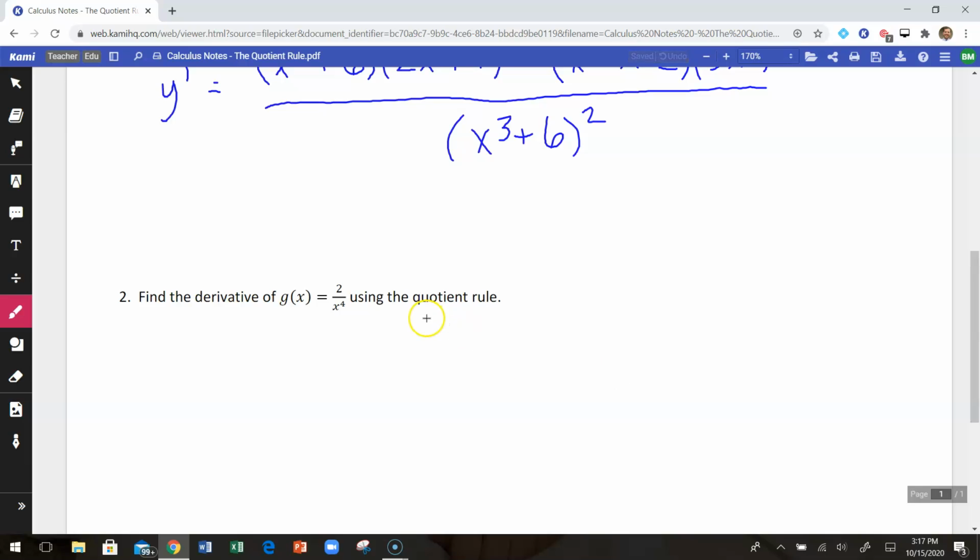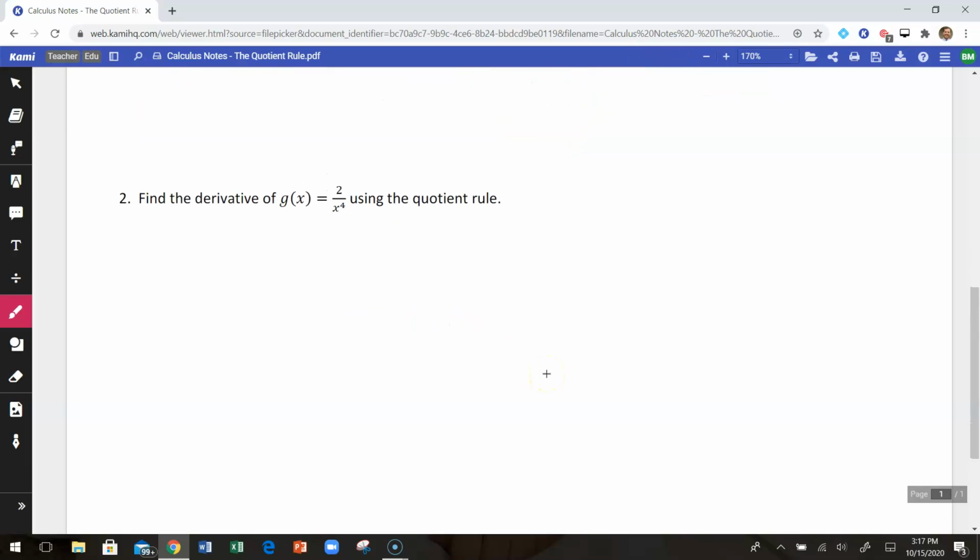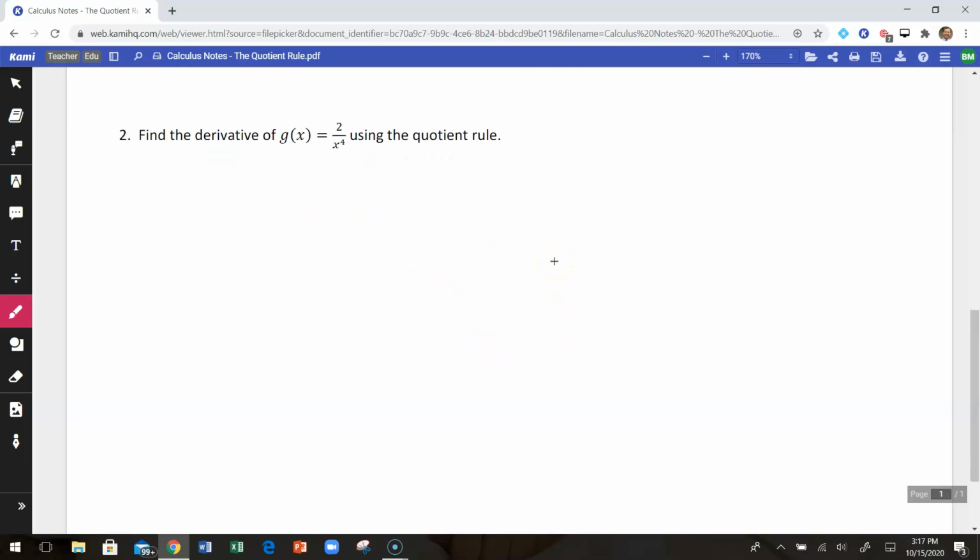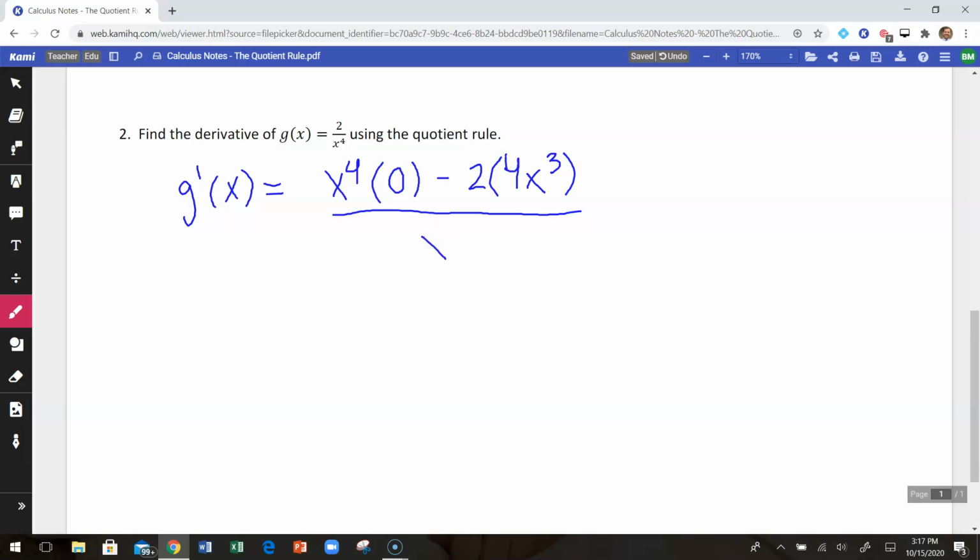Another example, g of x equals 2 over x to the fourth. Use the quotient rule. I'm going to use the quotient rule here, and then I'm going to show you why the quotient rule would not be the best option here, or the quickest option, but we will get the same answer. So I'm going to find g prime using the quotient rule. That's going to be the bottom times the derivative of the top. Well, the derivative of 2, that's a constant, that's 0, minus the top times the derivative of the bottom, which would be 4x to the third, all over the bottom squared, which would be x to the fourth squared.